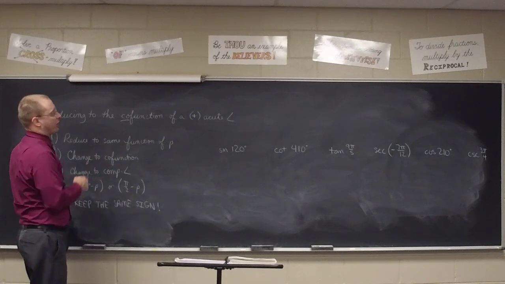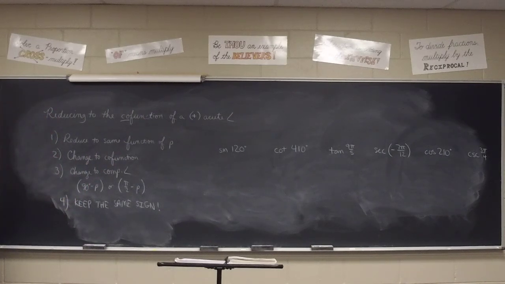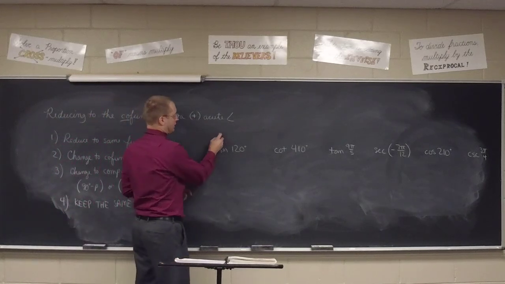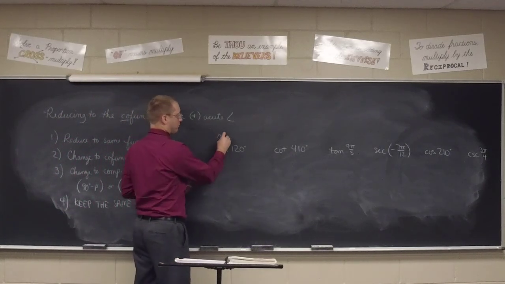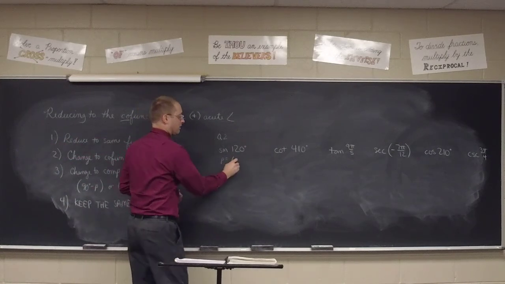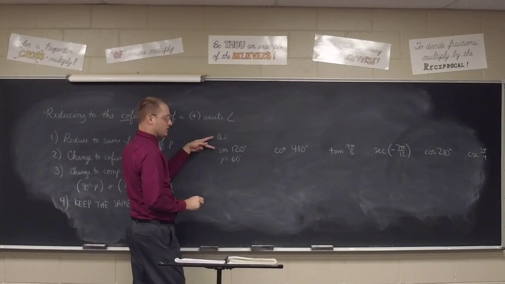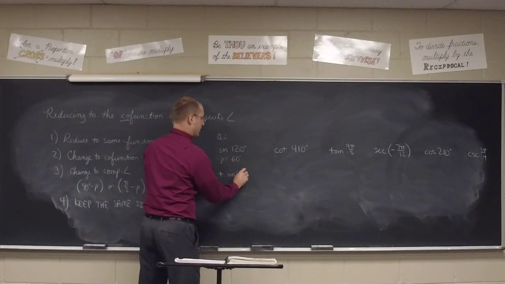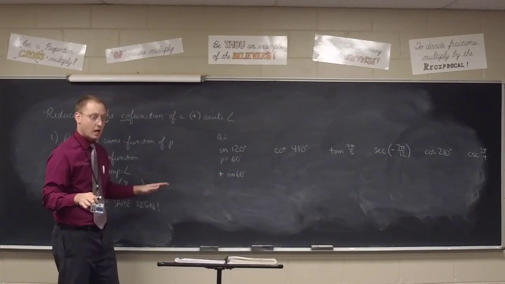First of all, the sine of 120 degrees. We start by doing exactly what we were just doing earlier in the hour. We say, what quadrant, class? 2. Reference angle from the 180, 60. ASTC, sine is positive. So initially we get positive sine 60, right? Just what we just did.